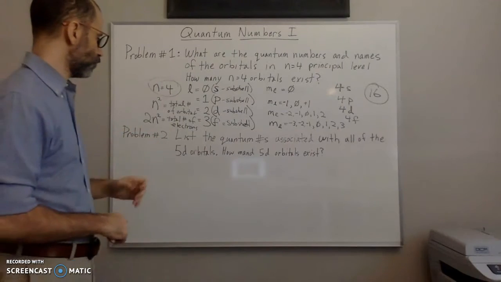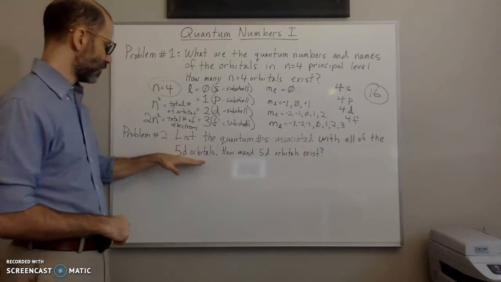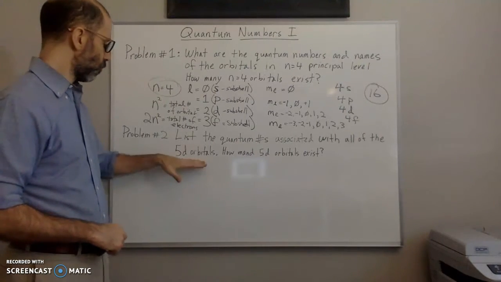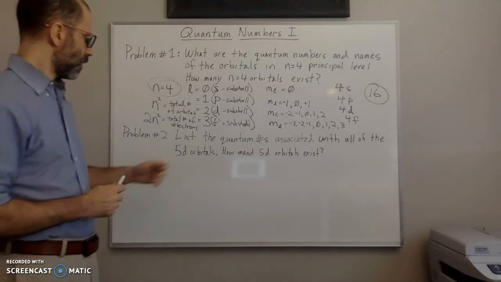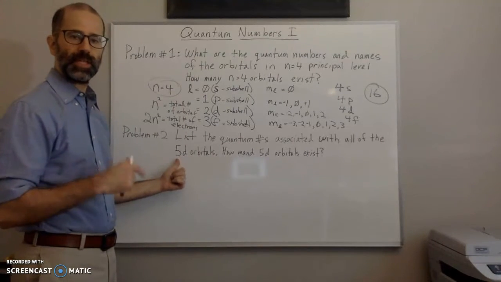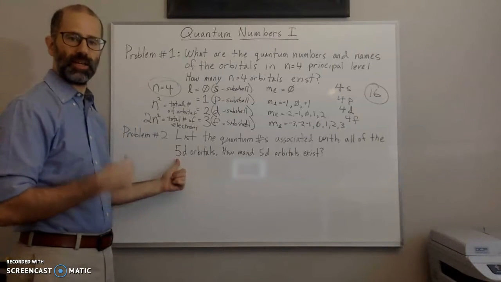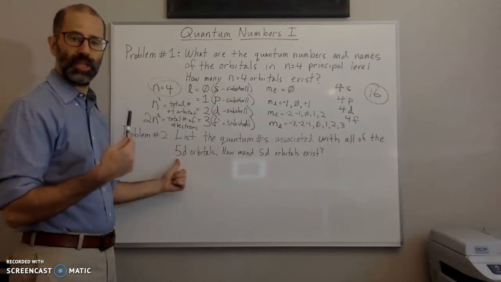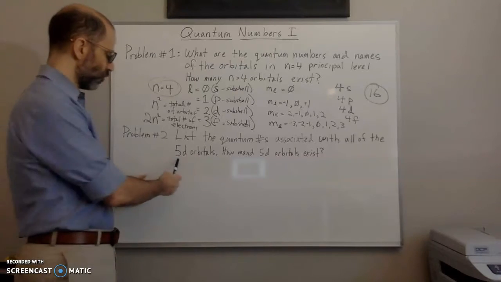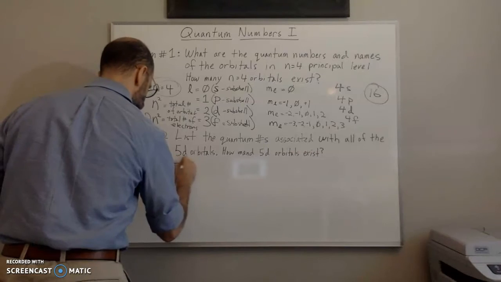Okay, so problem number 2 says list the quantum numbers associated with all of the 5d orbitals. Okay, so what are all the quantum numbers? So 5d, but the 5 in front of the d represents the n quantum number, the principal energy quantum number. So that is n equals 5.